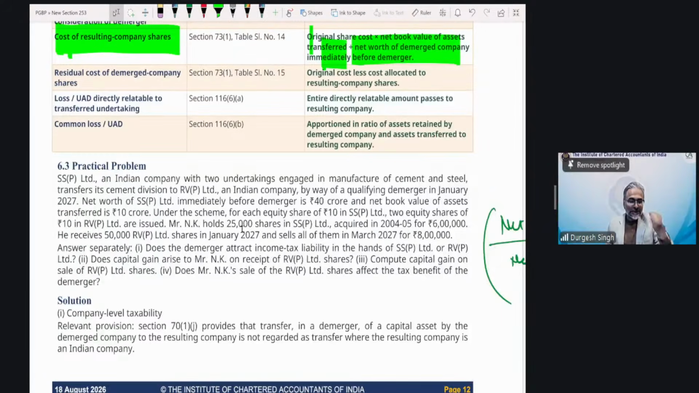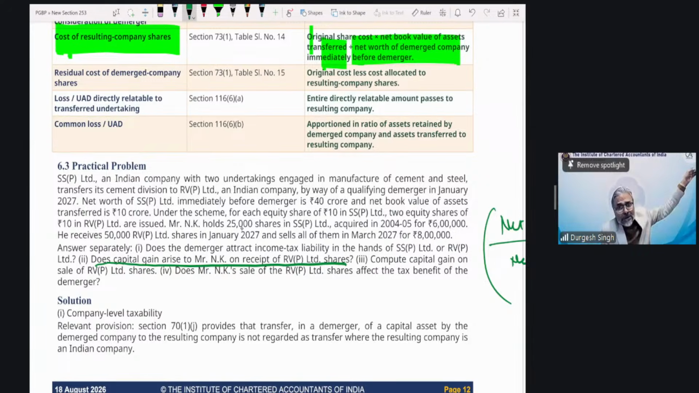Here, the question, students, they are saying, does capital gains arise to NK on receipt of RV Private Limited shares? We have discussed already. It is not just like the amalgamation, same as the demerger. In fact, Kanaya has asked the same question. My question is, what about IFOS? I have received the shares for free. I have not made the payment. Yes, you may say about the capital gains, but that is a different thing. But right now, what about the IFOS?